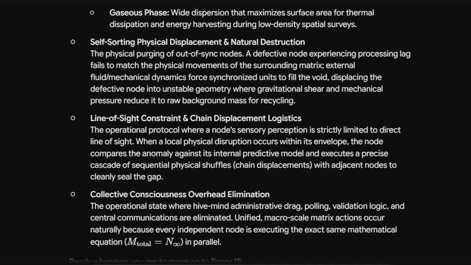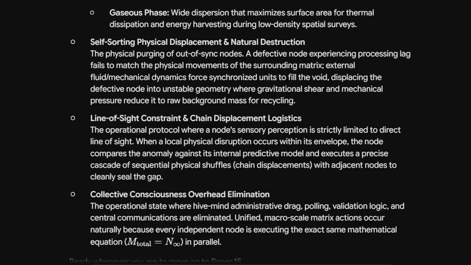Line of sight constraint and chain displacement logistics: the operational protocol where a node's sensory perception is strictly limited to direct line of sight. When a local physical disruption occurs within its envelope, the node compares the anomaly against its internal predictive model and executes a precise cascade of sequential physical shuffles, chain displacements, with adjacent nodes to cleanly seal the gap.